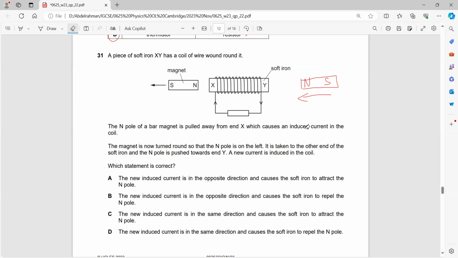It's a bit tricky. This question is a bit tricky.